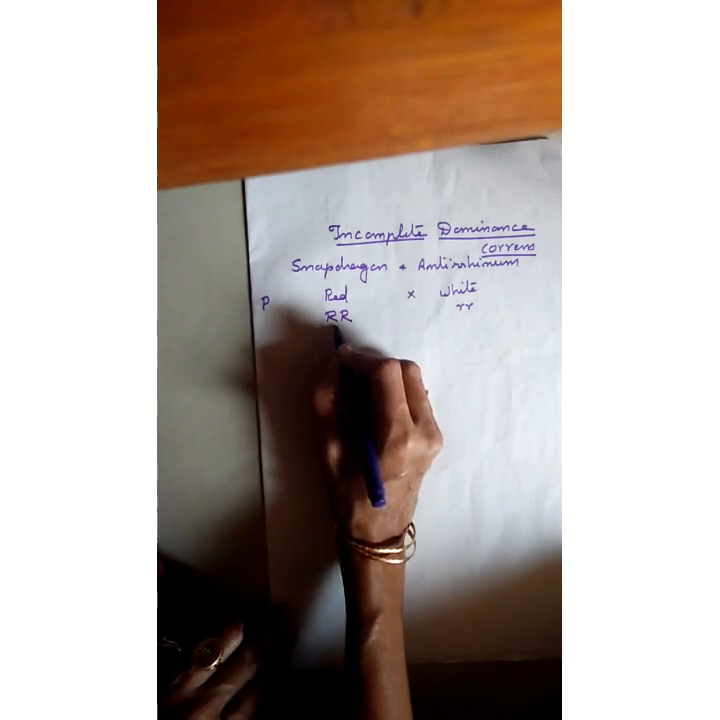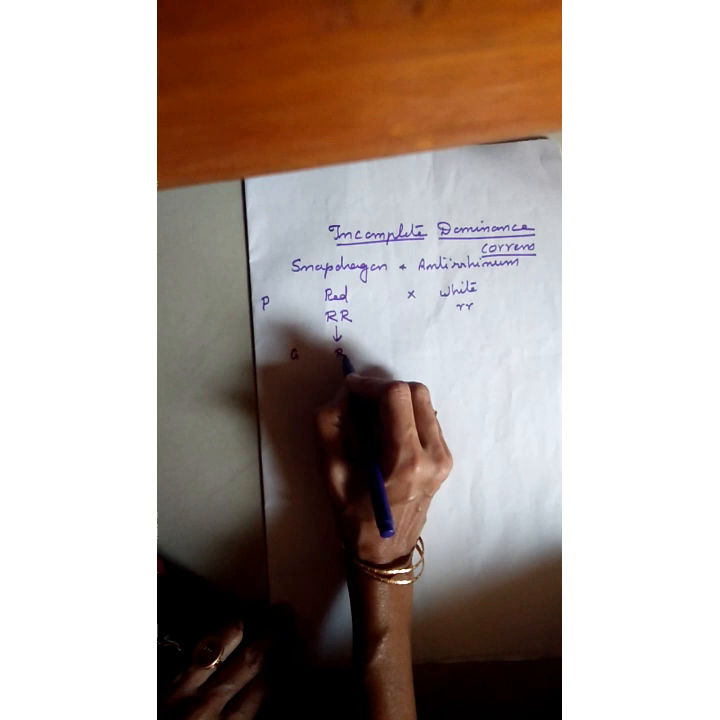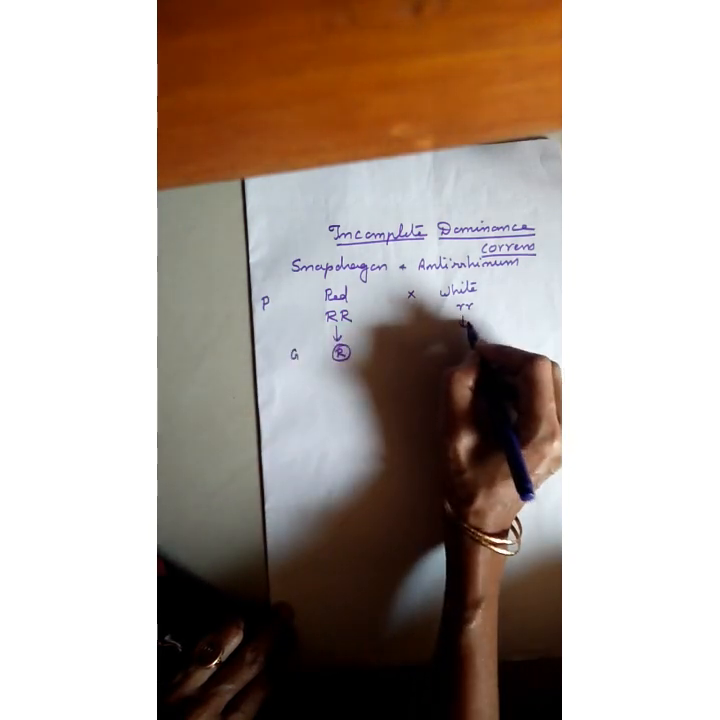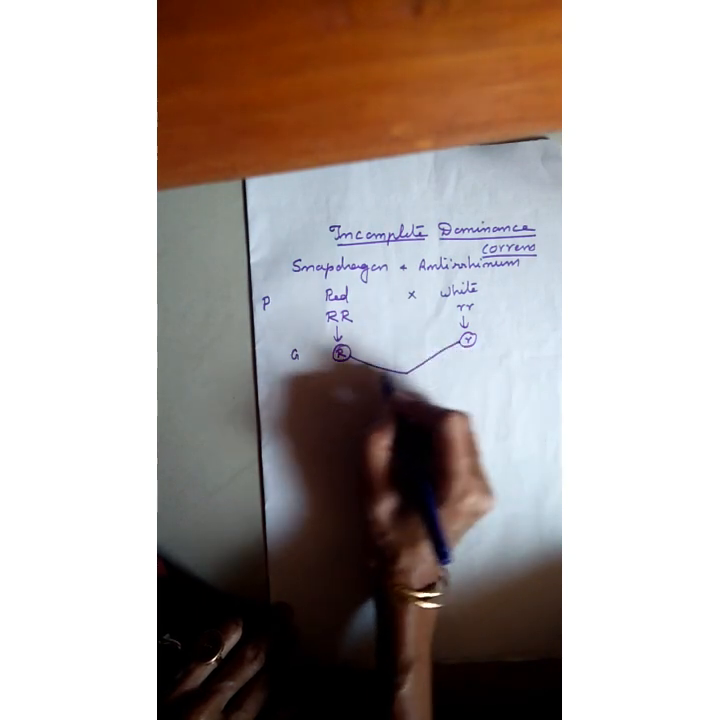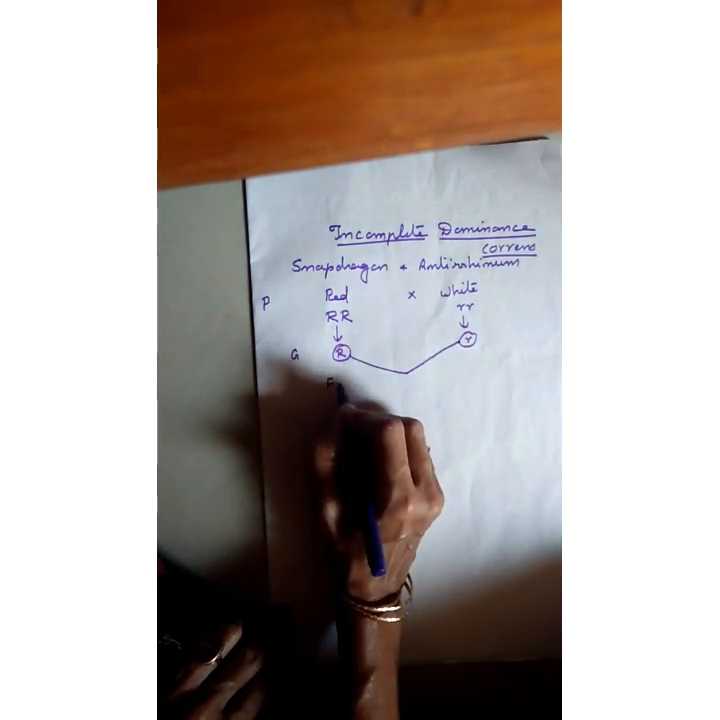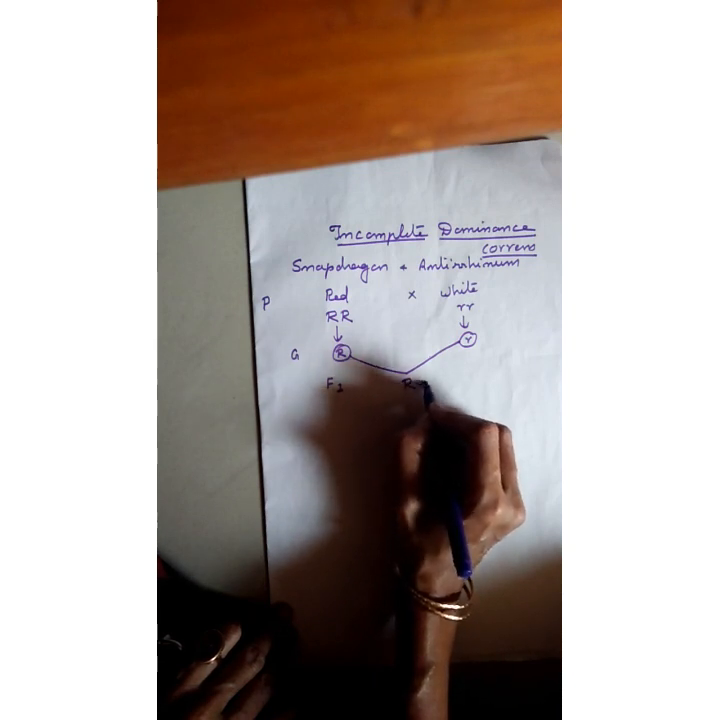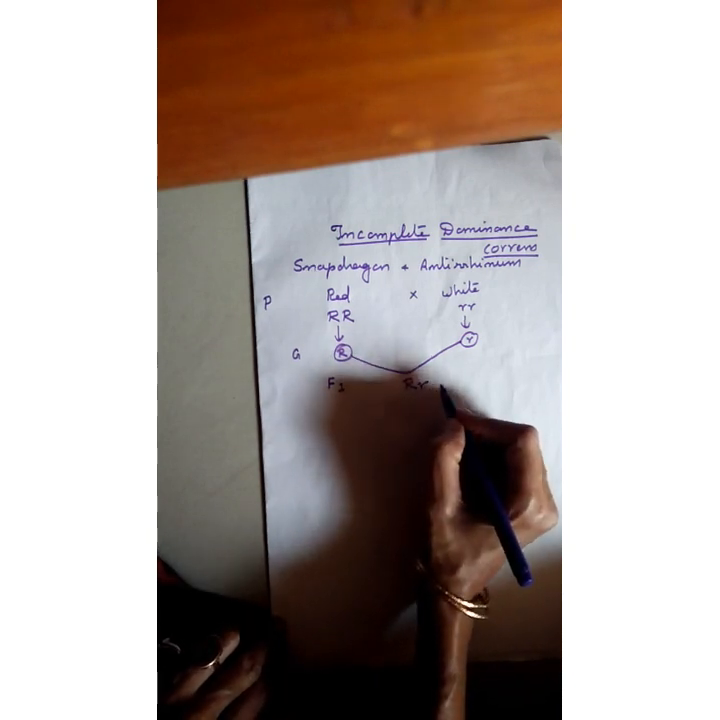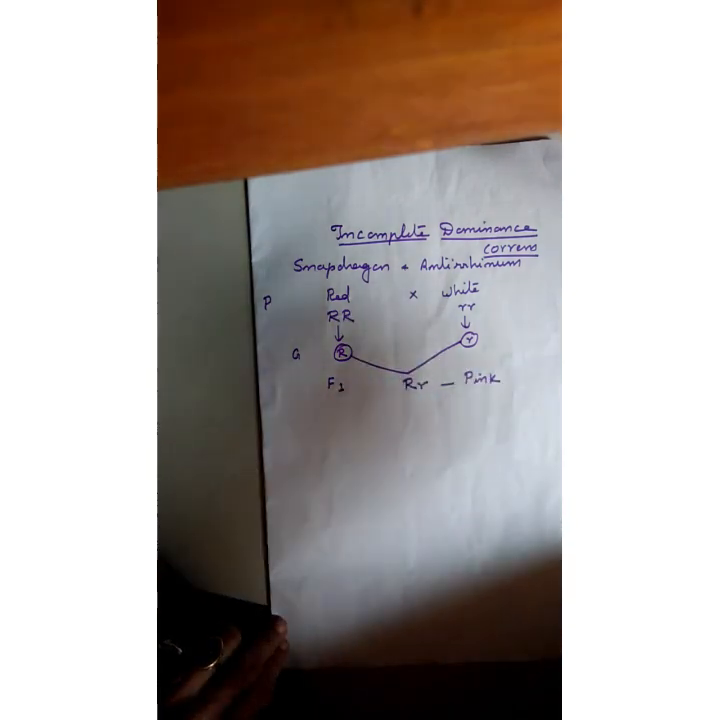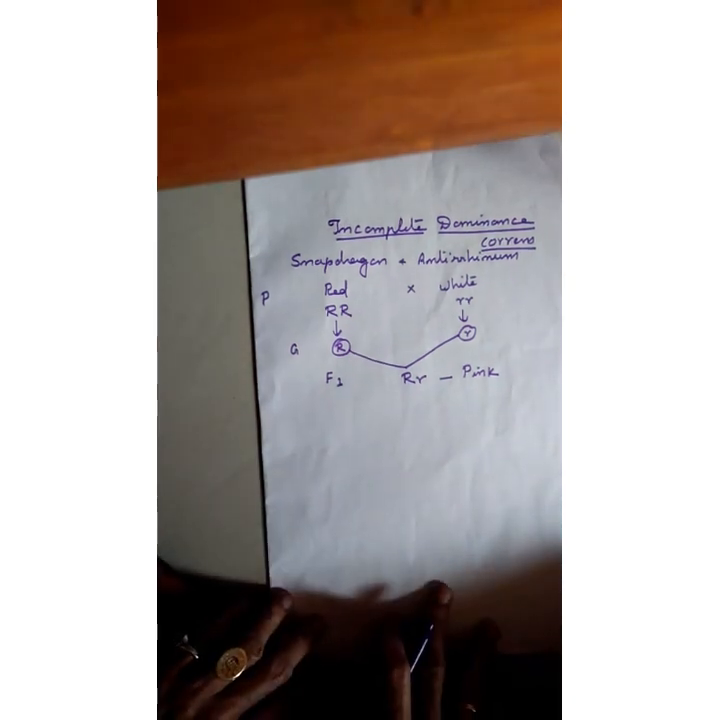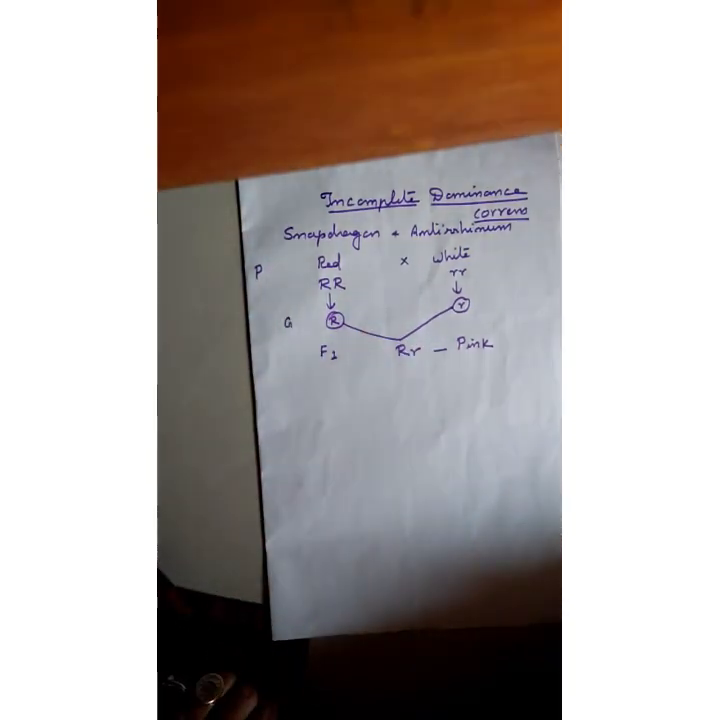Now during gamete formation under homozygous condition, the gamete is haploid, so only one R here and small r here. Now after gametic fusion, which generation will we get? First filial generation, F1 generation. All the plants, to his surprise, were pink in color. Normally we expect which color? Red color. But to his surprise, all the plants were pink in color.